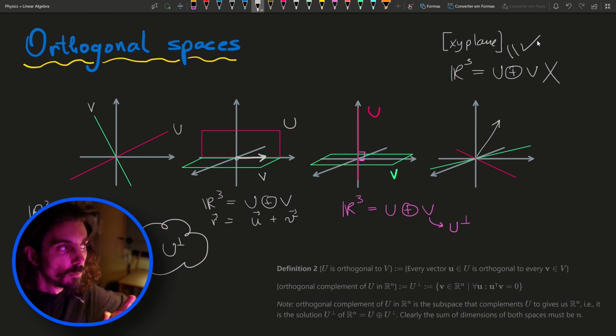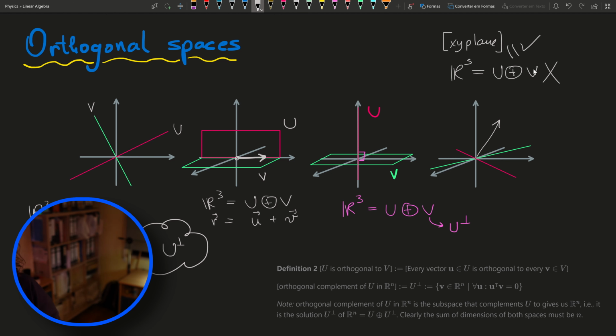Moreover, they are orthogonal complements with respect to the xy plane. See? When you talk about complements, you need to talk about the whole thing. What's missing from V to get to the whole thing, or what's missing on U to get the whole thing? Well, it's the orthogonal complement, if that subspace is orthogonal to the one you start with.